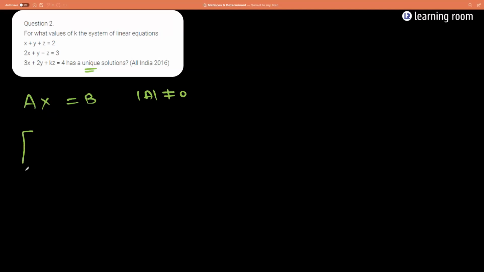A inverse should exist, and it should be a non-singular matrix, because what is A inverse? Adjoint of A divided by det A. So det A should not be equal to 0. Another thing: they didn't say find the value, they said for what values of k, because when you equate it to not equal to 0, you will get multiple values.